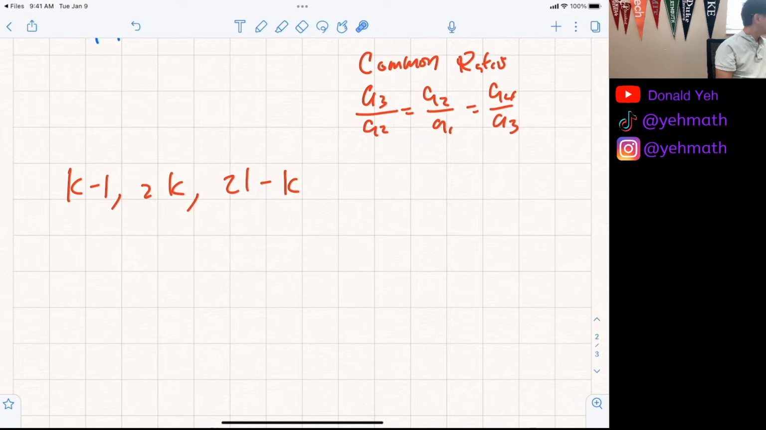What's the third one? 21 minus k. On the common ratio. Oh, so a3 divided by a2, the next term over the prior term. So like a3 over a2, a5 over a4, they are supposed to equal each other. We use that for the plus. I guess, I don't know.